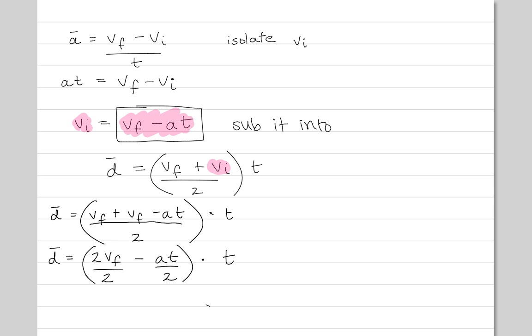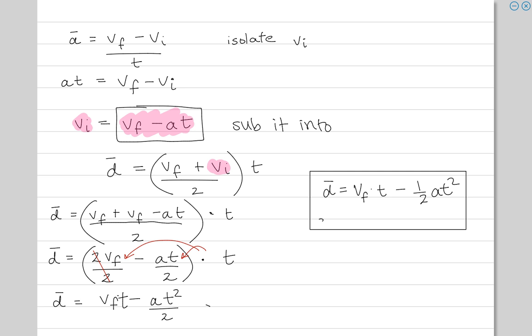VF plus VF is 2VF. Now you'll notice in the first term, the 2 will cancel. And we are going to multiply the T in. I'll change color for that distribution and that cancel. So two cancels, and we're going to scale in this T distributing. Okay, so we'll have VF minus AT squared over 2. And I'll just write it over here. This is what will show up on your formula sheet. I forgot a T in there, distributing the T. So we have VFT minus 1/2 AT squared.